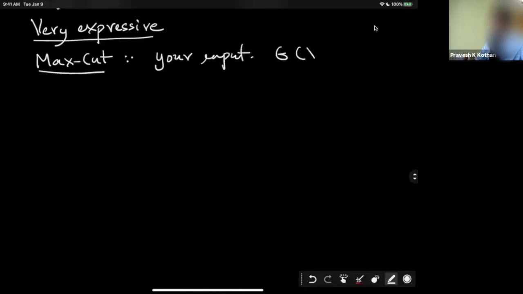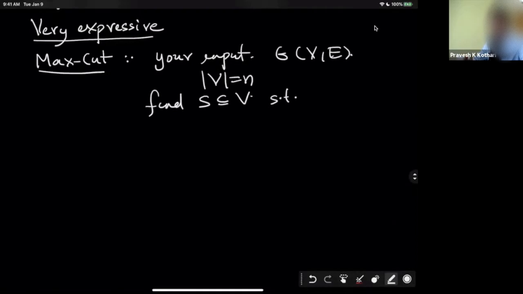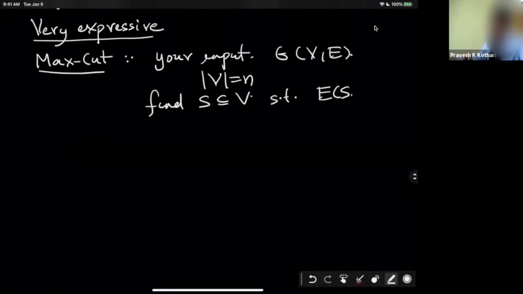I assume that you all have heard about the max cut problem. In the max cut problem, your input is a graph G = (V, E). V is the vertex set, E is the edge set. Let's say we have n vertices. And the goal in the max cut problem is to find a subset of vertices S such that the number of edges that go across S is maximized. Let's write it in notation just like this.